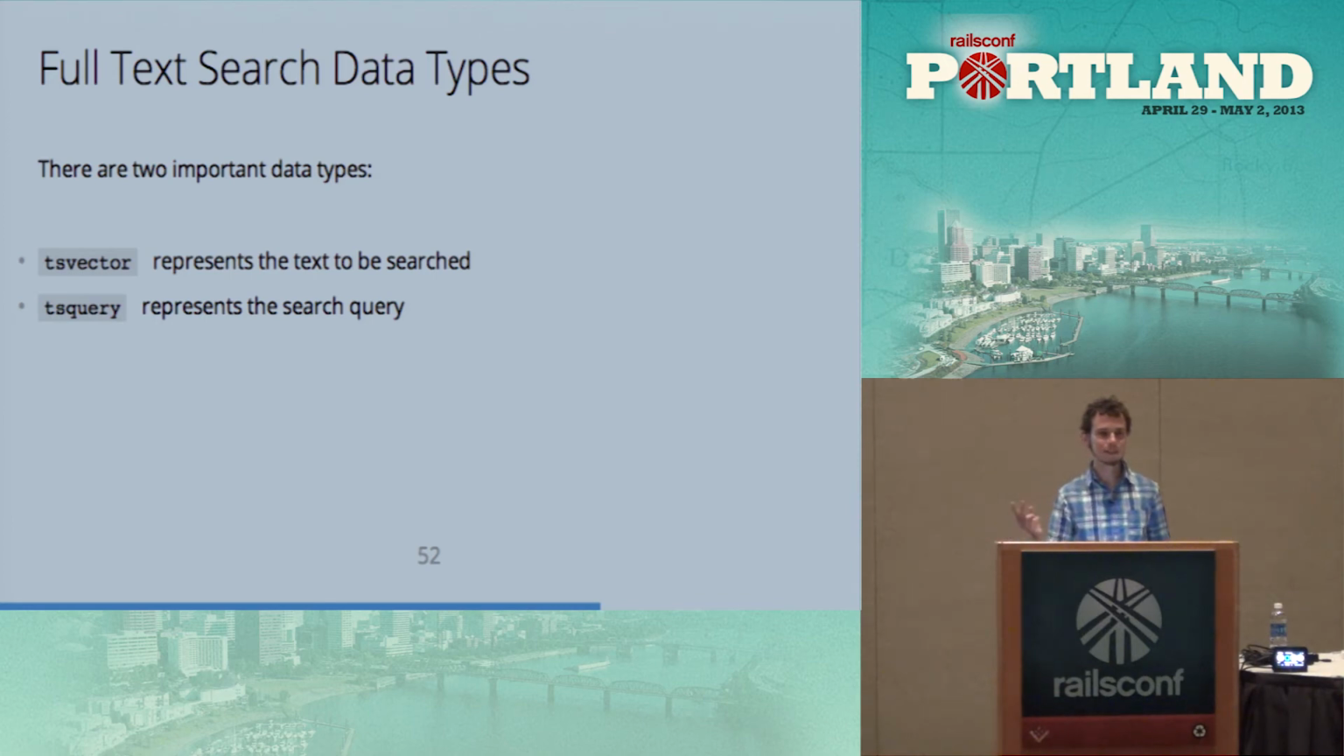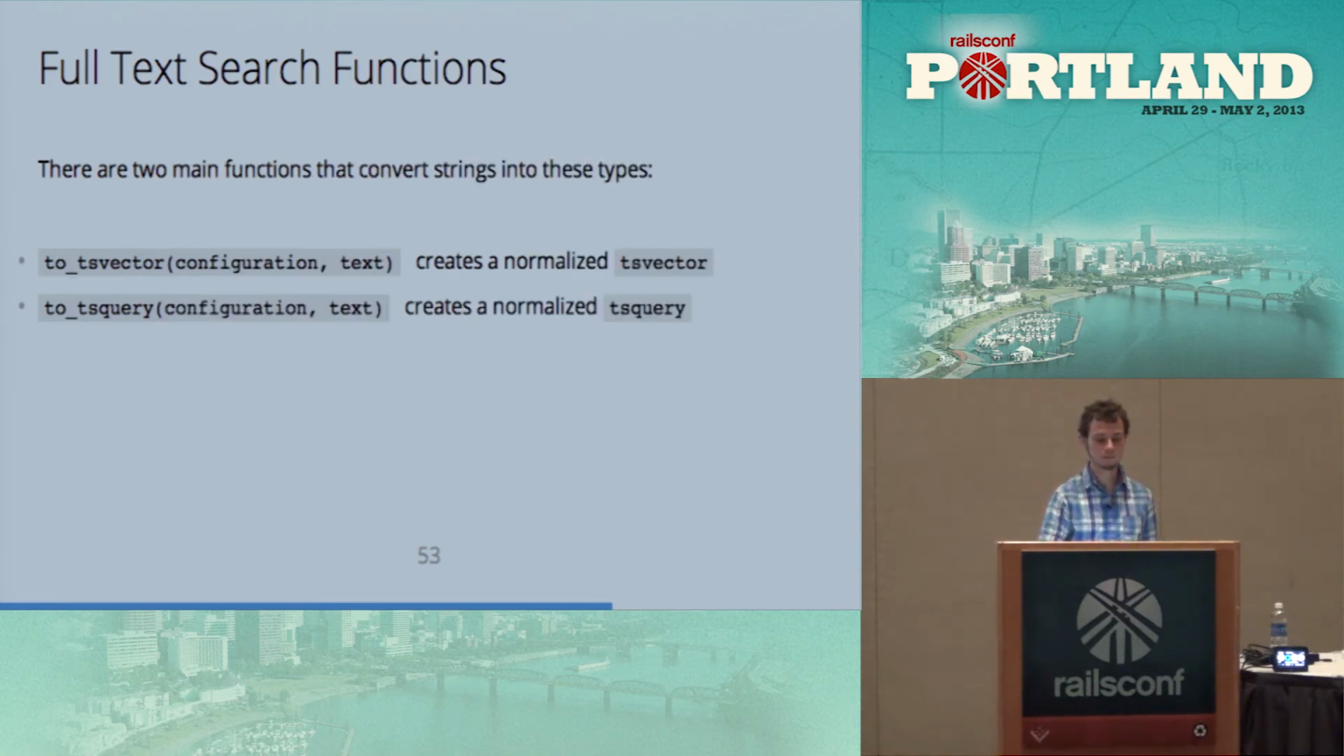Now, there are two important data types in Postgres' full text search. The first is a TS vector. This represents the text that has been pre-processed for Postgres to search. The second is a TS query. This represents the search query, or more precisely, a search term, or combination of terms.